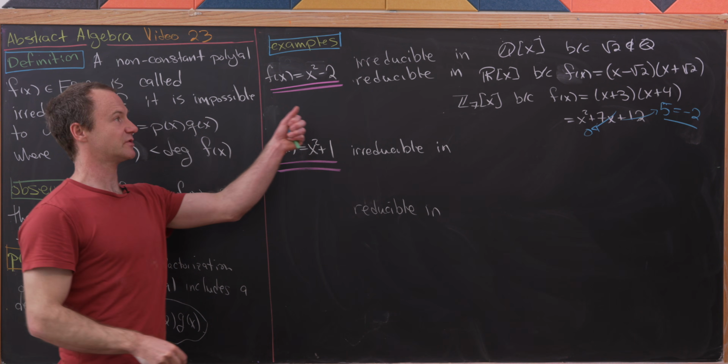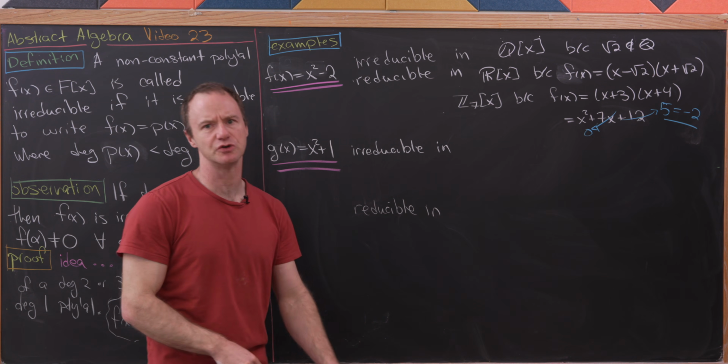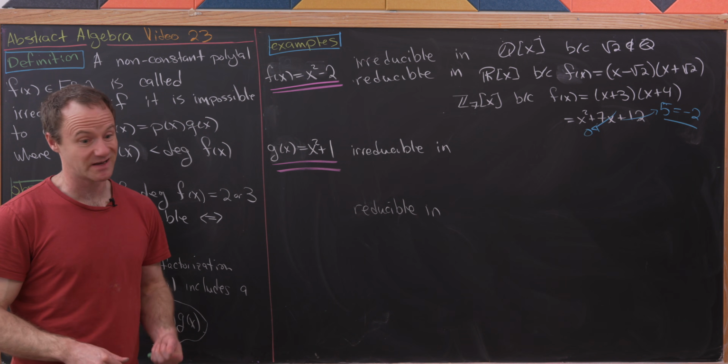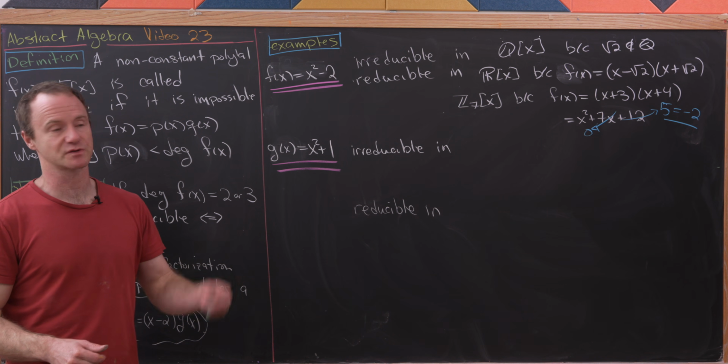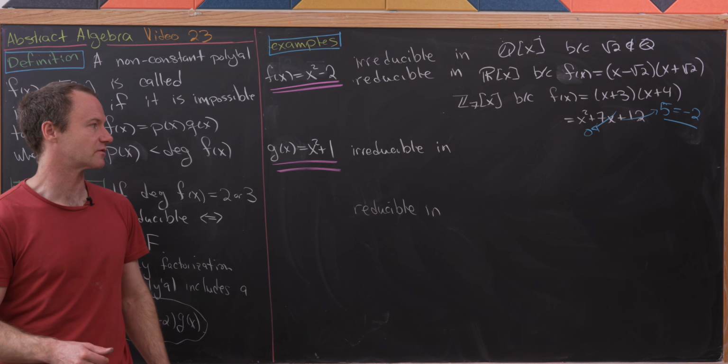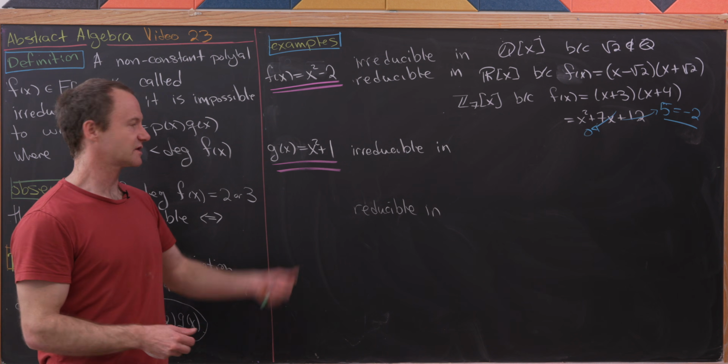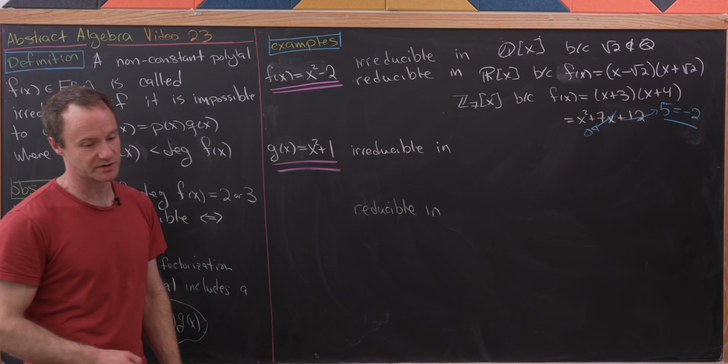So it's irreducible in Q adjoin X, reducible in those two other settings. And you can find even more settings where it's both irreducible and some others where it's reducible. The context here really matters. Now let's look at g of x equals x squared plus 1.